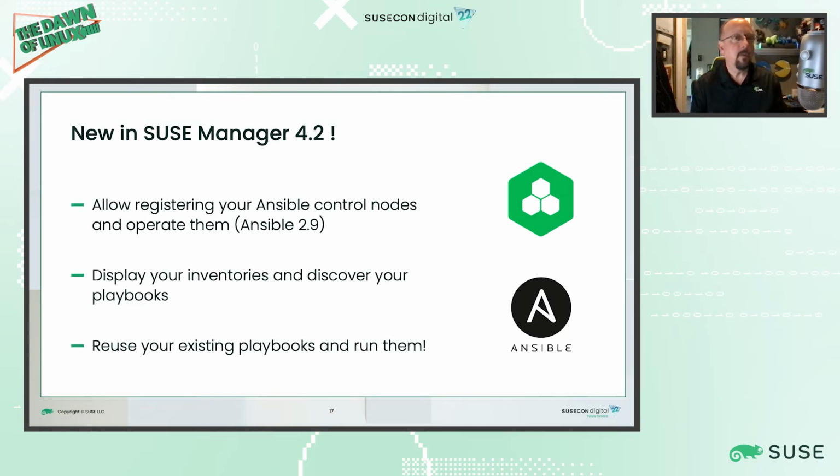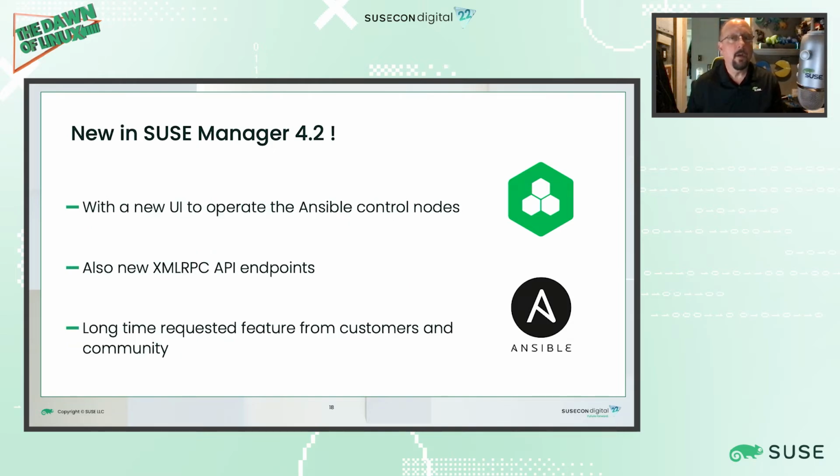So we allow in 4.2 to register your Ansible control node, display and discover your playbooks, and just essentially be able to reuse your existing playbooks and run them where you need. With the UI, we gave you a nice UI to go ahead and operate the Ansible control nodes, giving you an API endpoint, and this has been quite a long-time feature request from our customers and from the community.